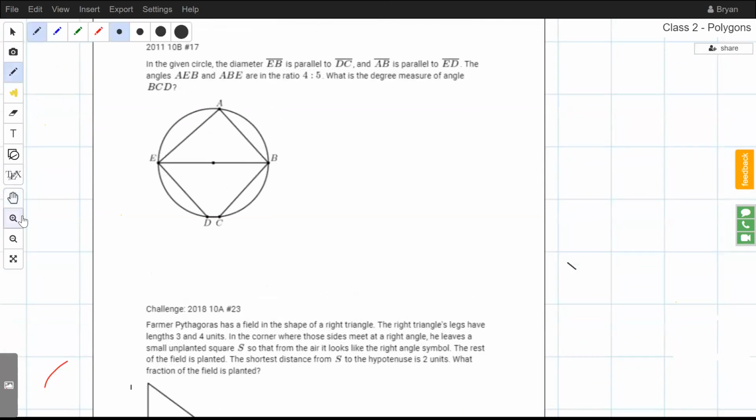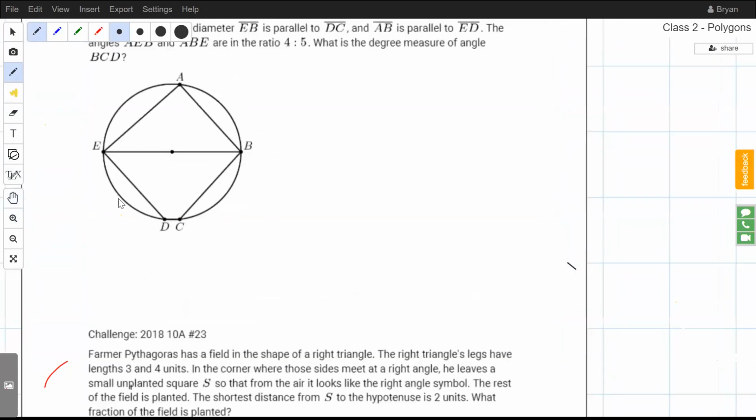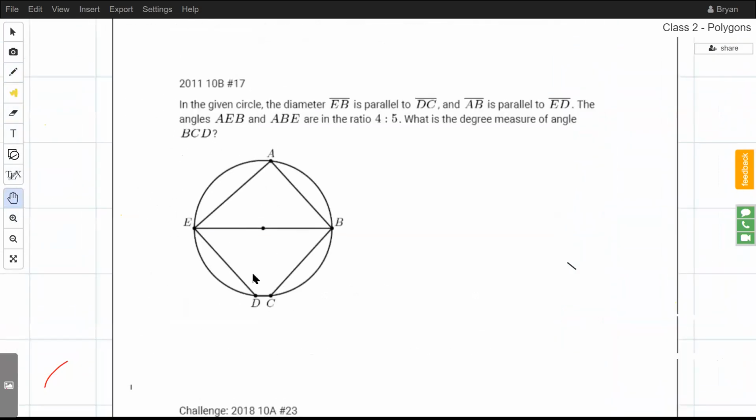Yes, last problem. In the given diagram, the diameter is EB, and we know that this is parallel to CD. We also know that AB is parallel to ED. Angles AEB and ABE are in the ratio of 4 to 5. So what is the angle BCD?